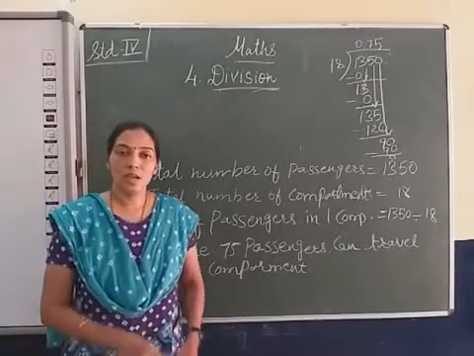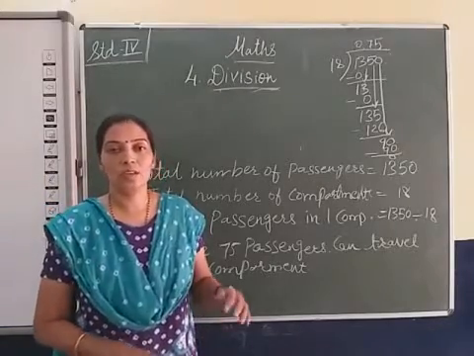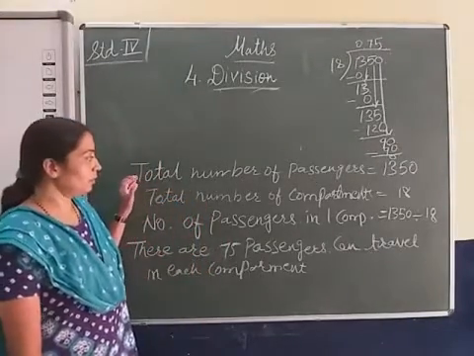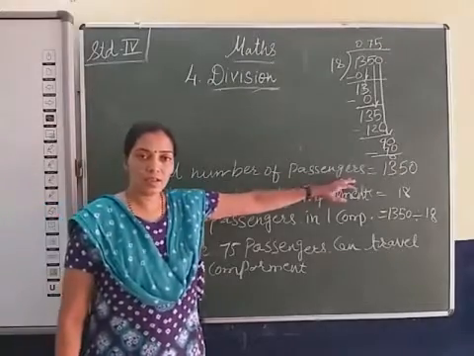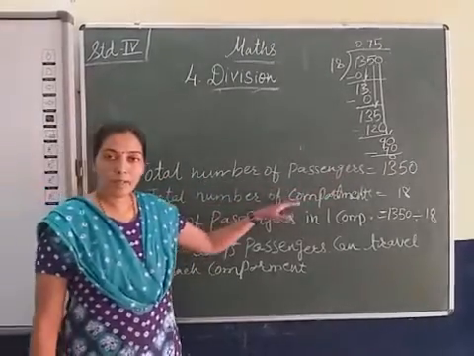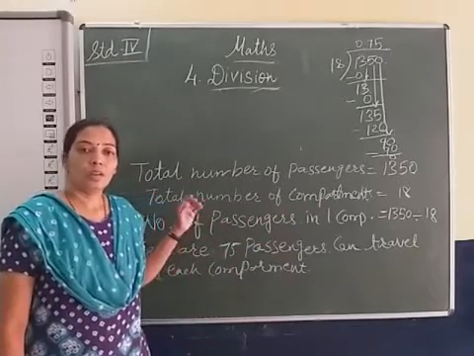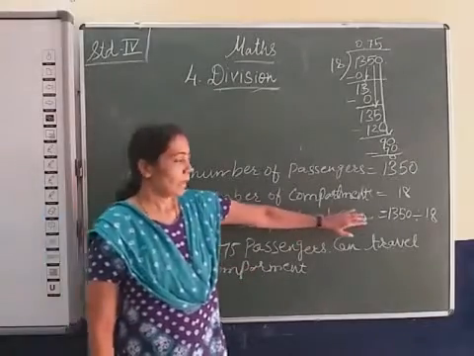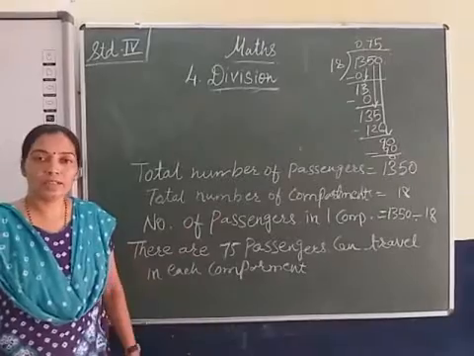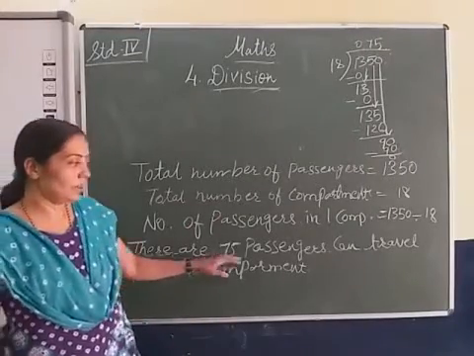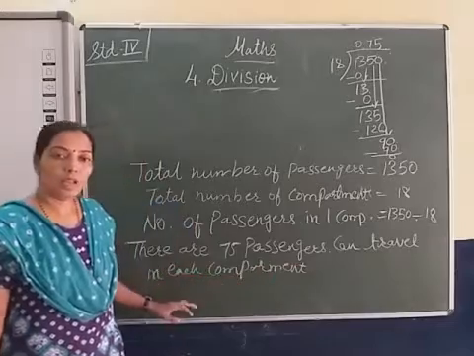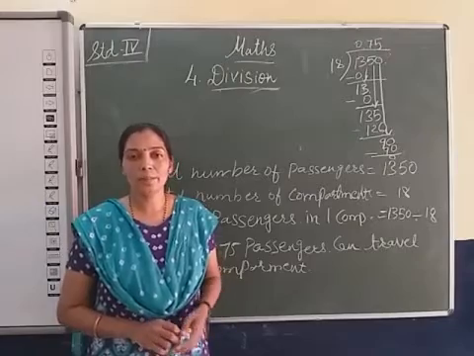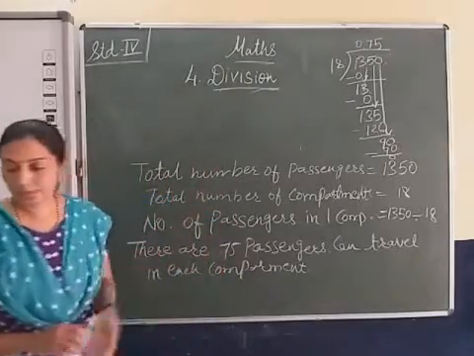Okay, so in this statement question we have to first understand what information is given, and put it in statement form: total number of passengers is given, total number of compartments is given, and we find out the passengers that travel in one compartment. So we divide by 18, and we get the quotient 75. So there are 75 passengers that can travel in each compartment. Now we do more practice for the statement question. Now the second statement.